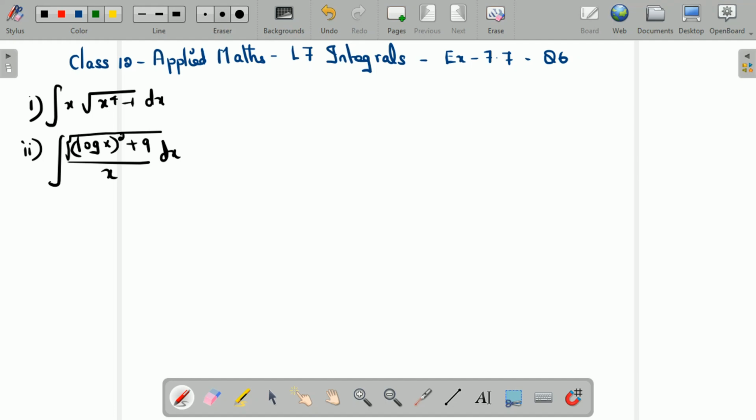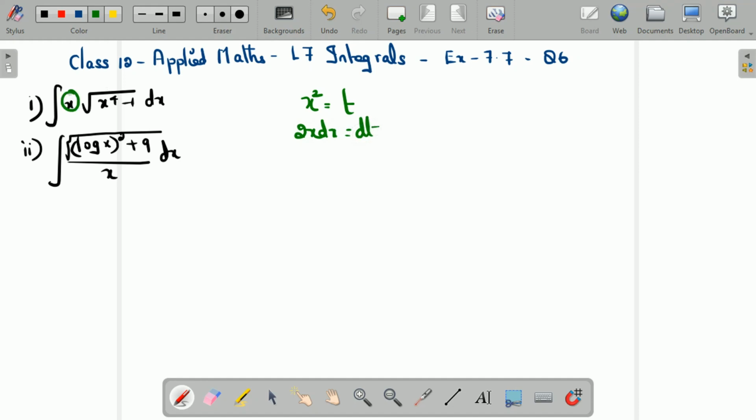In this video, let's find the solution for the sixth question in exercise 7.7. Let's look at the first subdivision, integral of x into root of x power 4 minus 1 dx. So here let's make a small substitution, x squared is equal to t. So which means 2x dx is equal to dt.